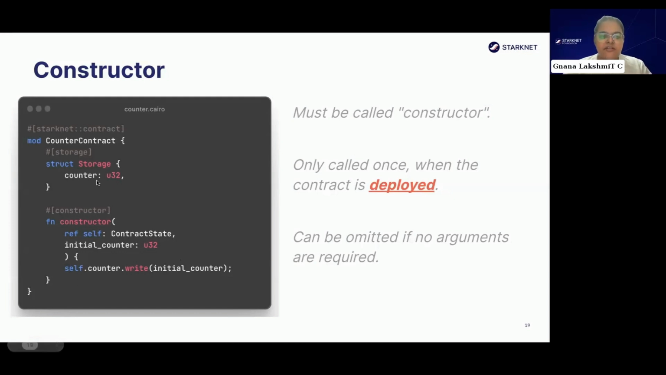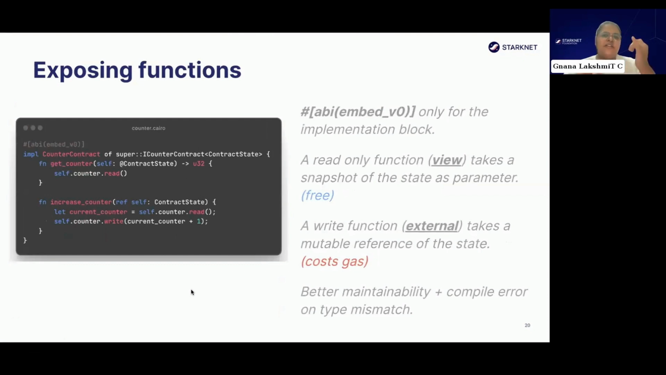And then in this constructor, we are basically writing a value, which is this initial counter, to this storage variable, right? We are saying, take this storage variable within my contract and write to it this new value. Okay, this is what this is doing. And the constructor is only called once when the contract is deployed. And if you don't have anything to initialize, then you can just omit the constructor. It's not something that you need to have mandatorily, right? Simple.